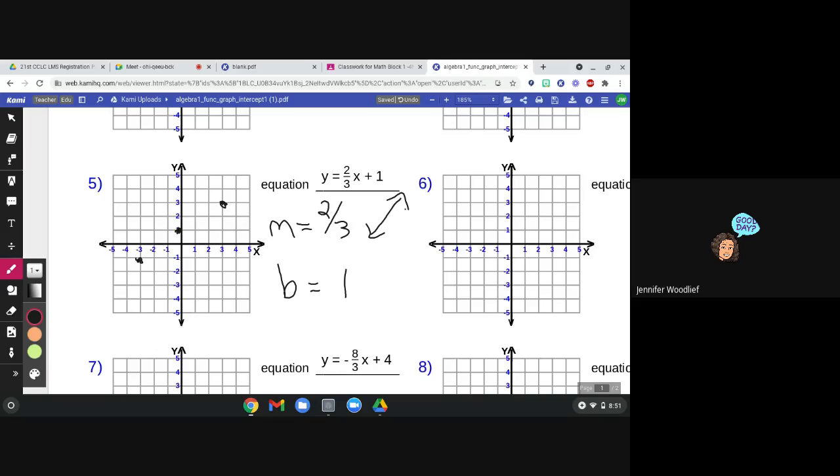Then I would draw my line. And am I done? No, I'm going to do what? Write the equation, which is what we started with, near my line. Everybody see that? All right. Anybody have any questions on that one?